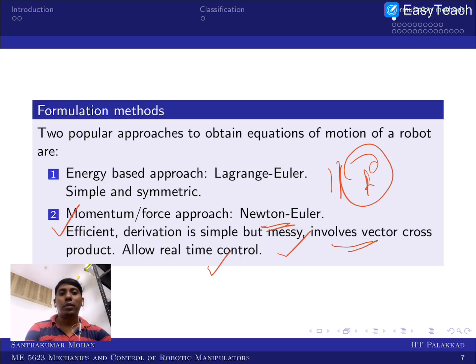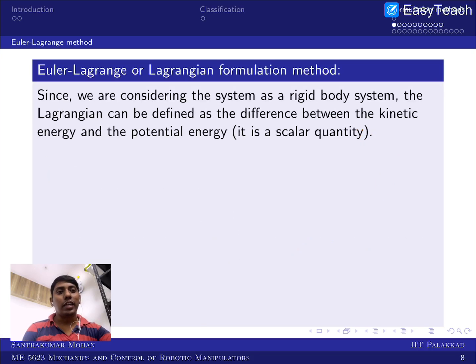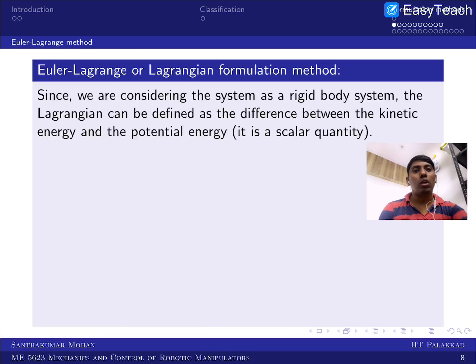We stopped at two major methods which we are going to focus on in this lecture. One is Euler-Lagrange and the other one is Newton-Euler method. So in this second part, we are going to talk about the Euler-Lagrange or Lagrangian formulation method, or Lagrangian Euler, whichever way you call it.